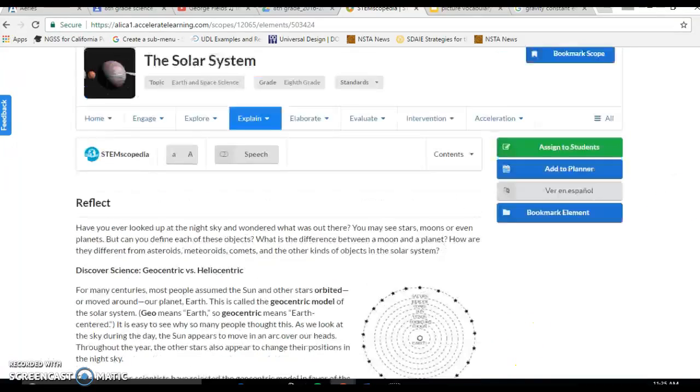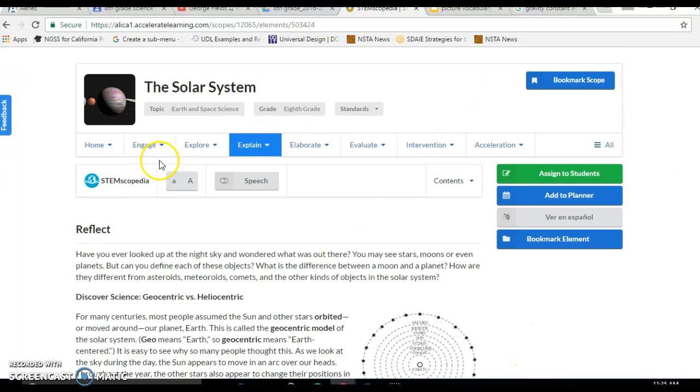Hey there. So this is a helpful video for the STEMscopedia. You can see right here, STEMscopedia task for the solar system scope.